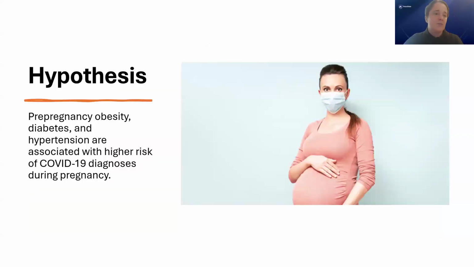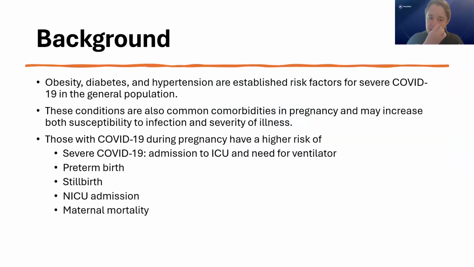So this hypothesis is that pre-pregnancy obesity, diabetes, and hypertension are associated with higher risk of COVID-19 diagnoses during pregnancy. We know that pregnant women are at higher risk for severe disease, but what are the pre-pregnancy risk factors that we could use to help counsel those women in order to prevent serious COVID-19 or severe COVID-19 diagnoses in pregnancy?